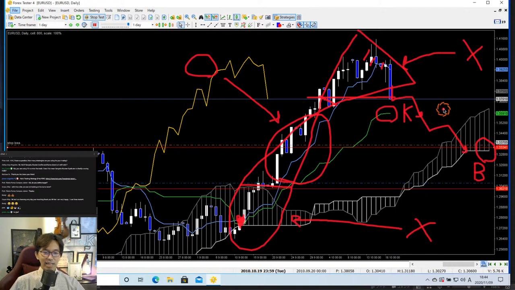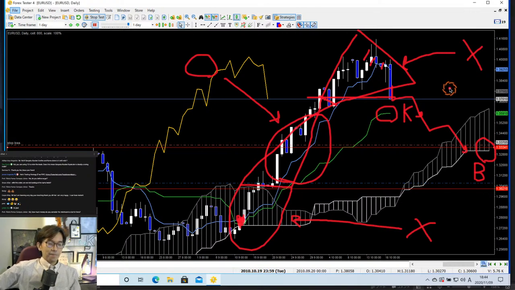So hopefully you get the idea now. So let me come back to the real charts, and let's see if we can find any Sanyaku signals on these current Forex pairs in some markets today.